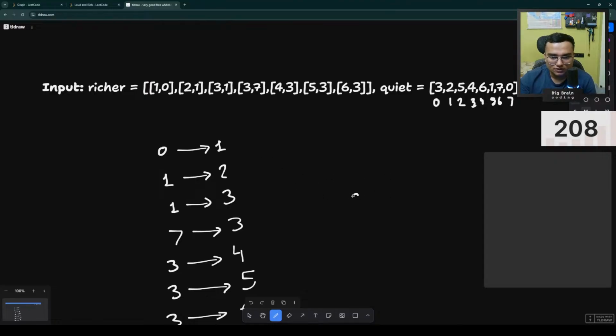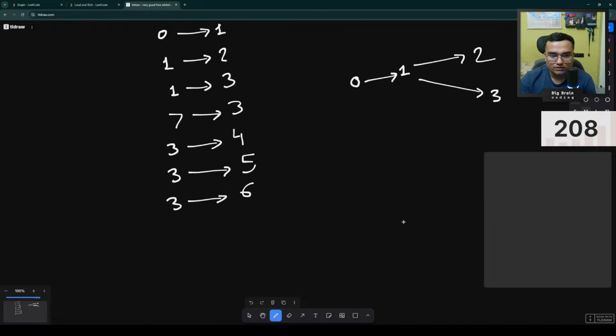So let's create a graph. 0 goes to 1, goes to 2, 3, 7 is in the mix.